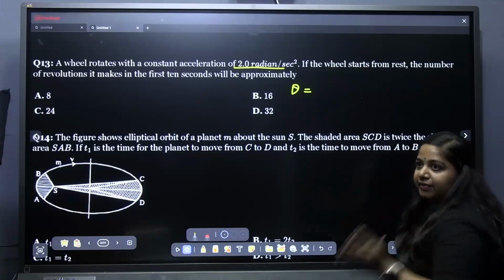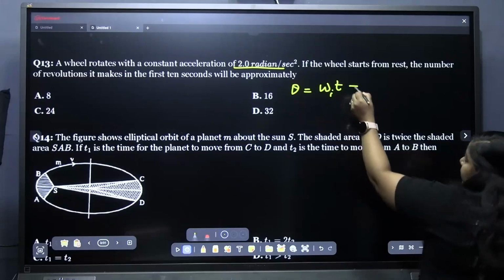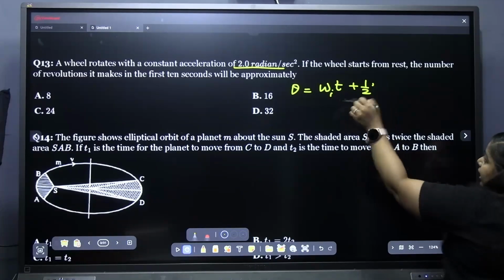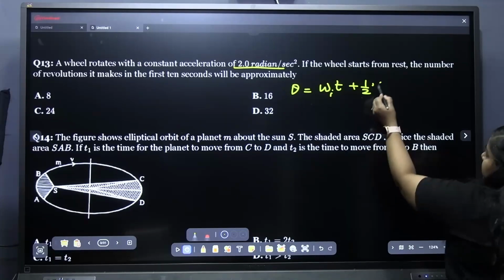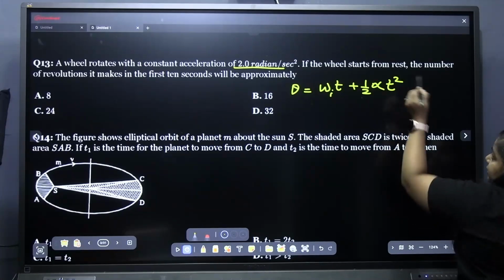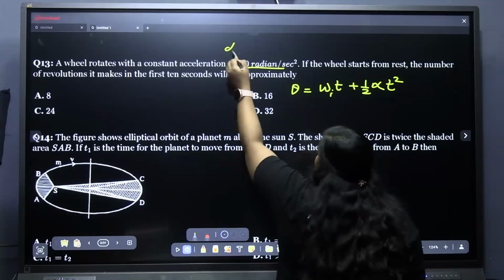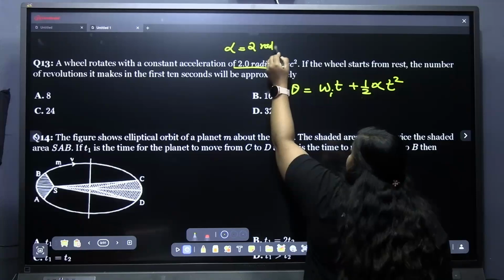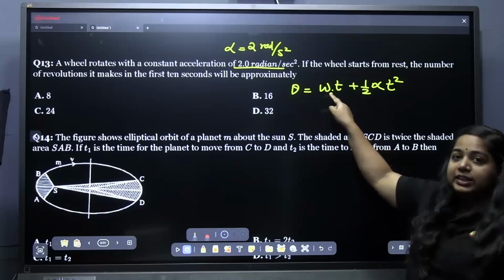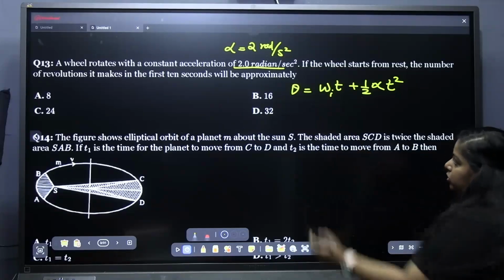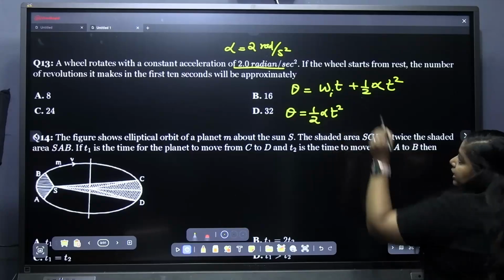So instead of linear velocity, it becomes angular velocity, into time, plus half, and like linear acceleration is a, it will become angular acceleration, that is alpha t square. This angular acceleration is given, alpha equal to 2 radian per second square. It is starting from rest, so initial angular velocity is 0. So angular displacement will be equal to half alpha t square.